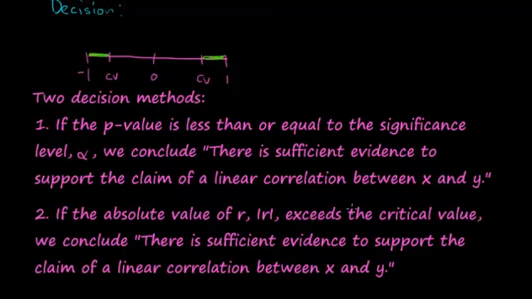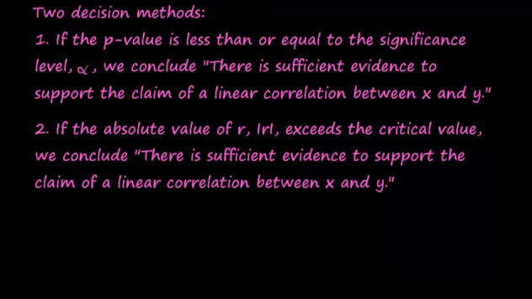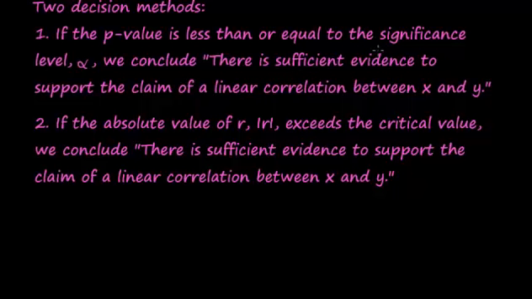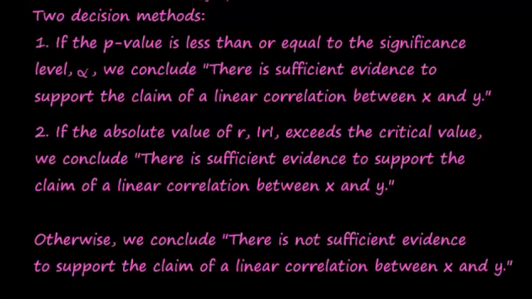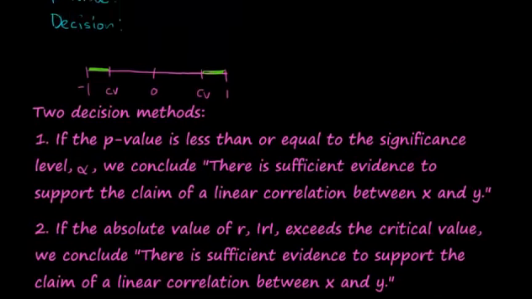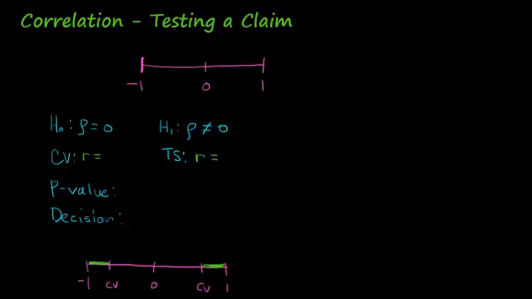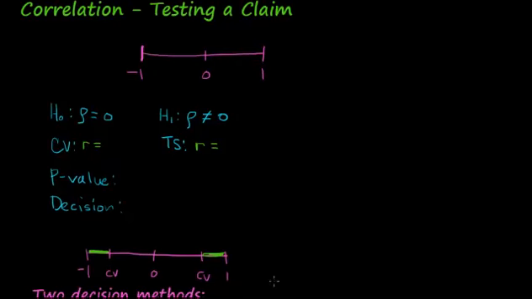Of course these two should agree; it's just two methods to come to the same conclusion. But if our p-value is not less than alpha and our absolute value of r does not exceed the critical value, we conclude there is not sufficient evidence to support the claim of a linear correlation between x and y. Okay, those are our choices for conclusions. So this is very much like the hypothesis tests we've done before. I didn't write my last statement here, but we would have a conclusion, and we would write a nice sentence summarizing our conclusion.